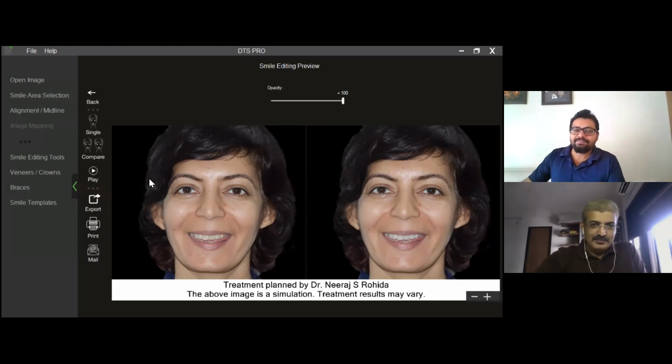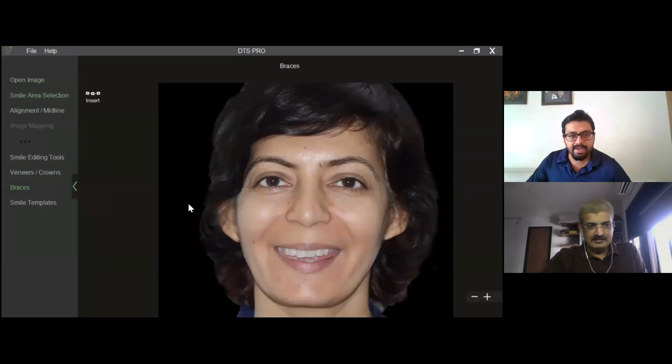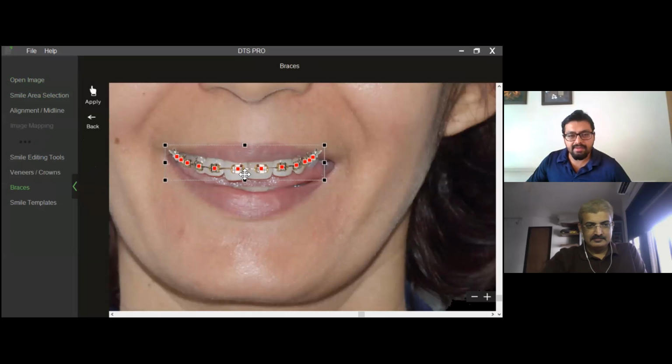Okay. And what about the braces? Like, can we show? Yeah, oh yeah, we can show. I just missed out on that. That's more of an education tool again, but you can definitely show the patient how different types of braces would look on their smile. So typically, what we do is that we just have these little.